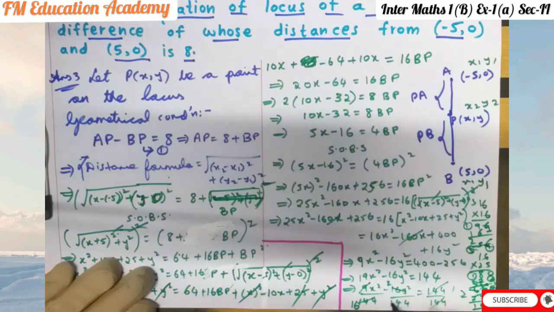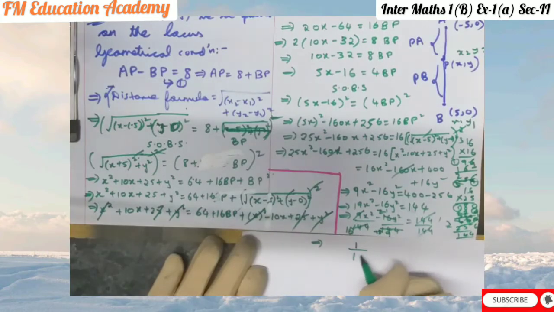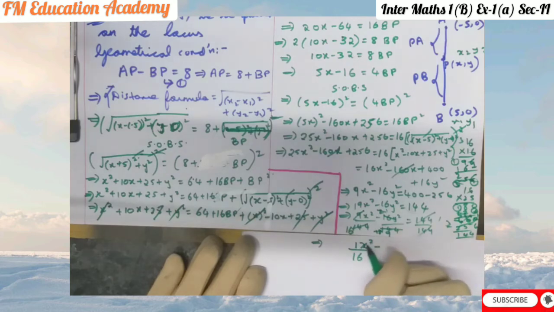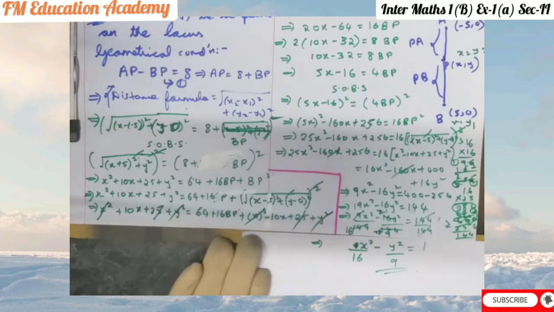8 2s are 16, 8 1s are 8, 14 minus 8 is 6, 8 8s are 64. Then we can do with 2: 2 1s are 2, 2 9s are 18. So we have 1 by 9. So here we have 1 by 16, here we have 1 by 9, and here we have 1. So what are we left with? 1 by 16 x square minus 1 into x square is x square only. So we can write x square by 16 minus y square by 9 is equal to 1. This is our answer, the equation of locus.